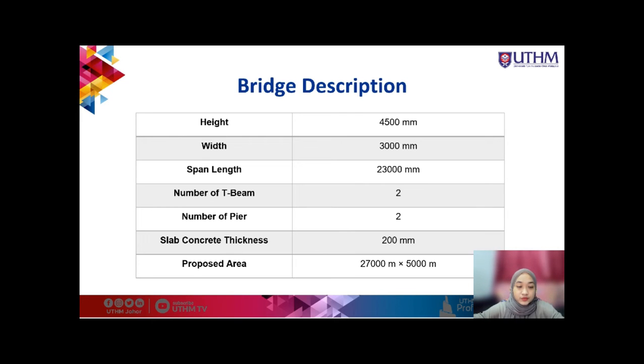This is the bridge description. The height of the bridge is 4,500 millimeter and the width is 3,000 millimeter. The span length is 23,000 millimeter. The number of T-beams used is 2 and the number of piers is 2. The slab concrete thickness is 200 millimeter.